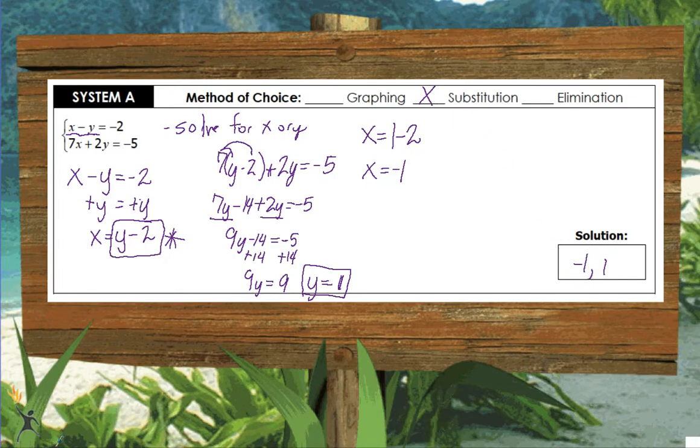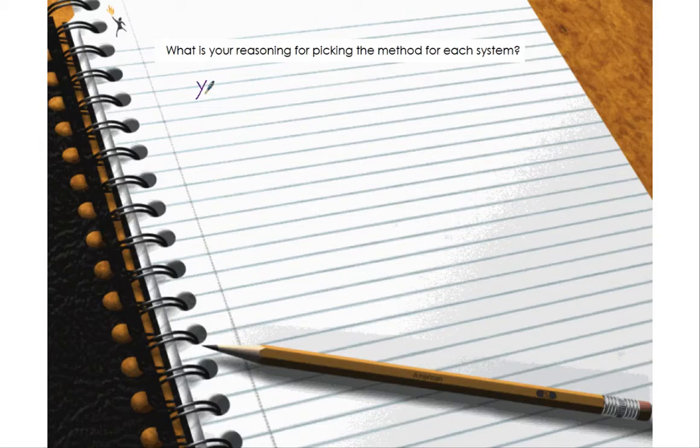Now, let's take a second and talk about why I chose that equation, why I chose to do x minus y equals -2 and solve with substitution. There are two reasons. One is I have a coefficient of 1 for a variable, my x or y variable. That allows me to easily solve for x or y.